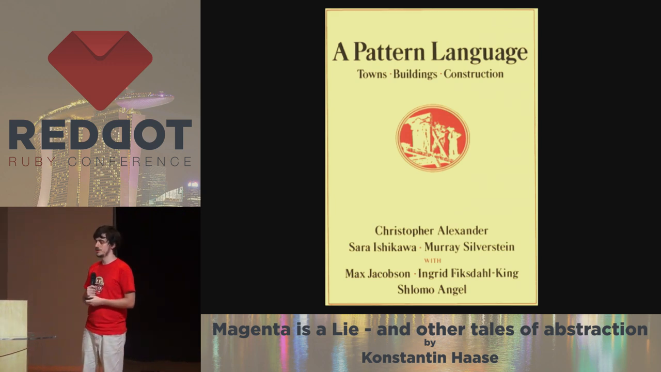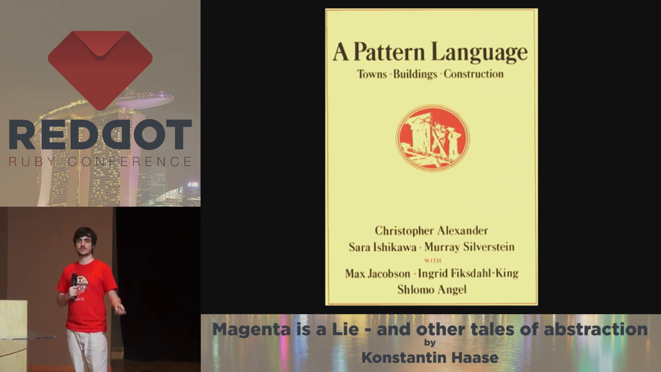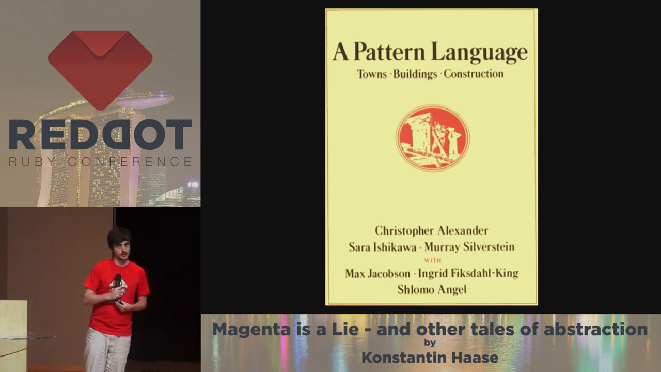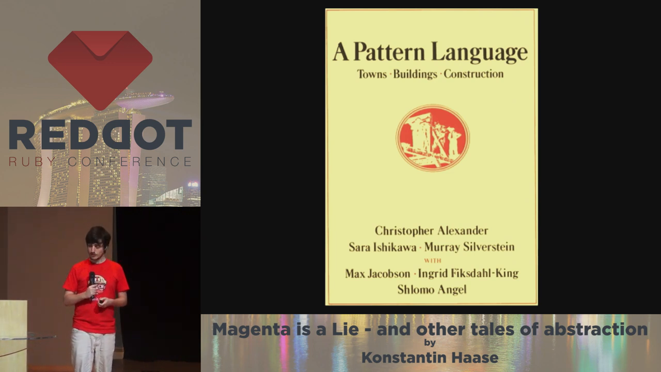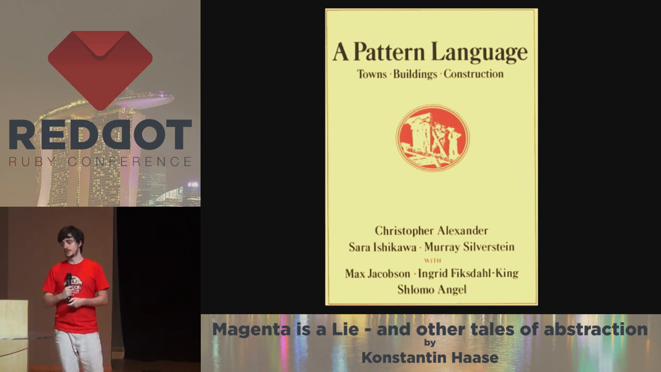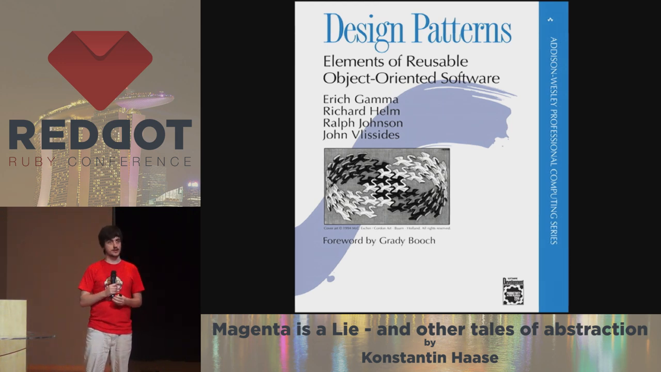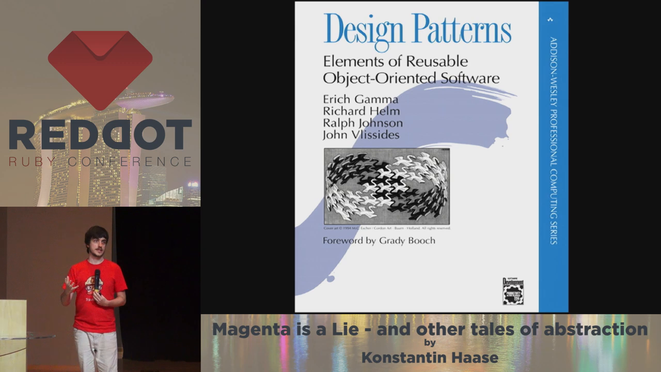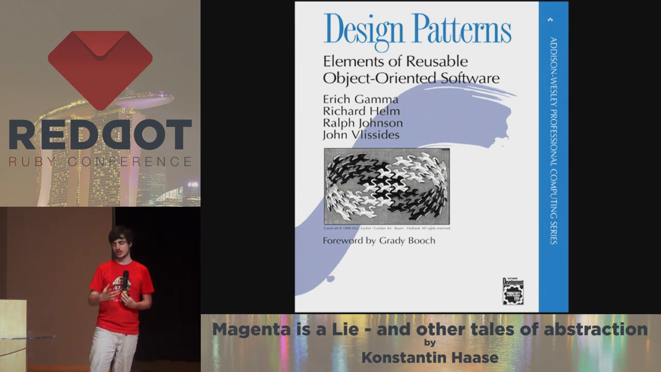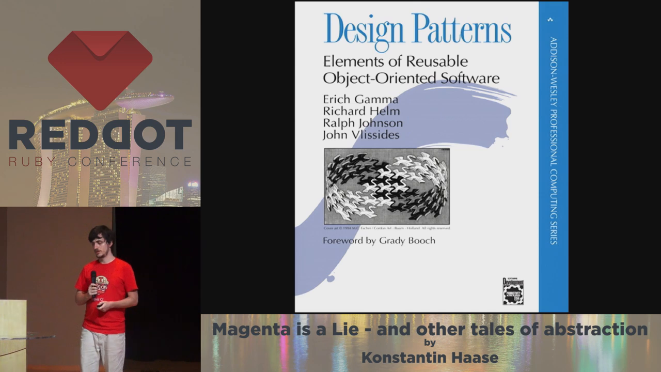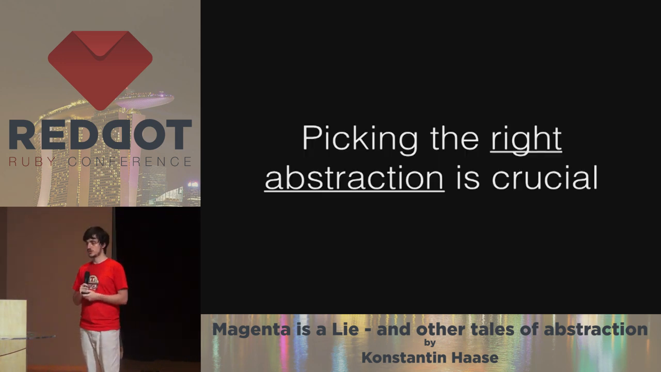And this inspired another book you might or might not have heard of that was influential in computer science called Design Patterns, Elements of Reusable Object-Oriented Software. I actually keep forgetting that name because everyone calls it the Gang of Four book. It came out in 94 and it defined general purpose design patterns to be used in software development. And that, for me, that's what I think of when I speak about abstraction in software development. And picking the right abstractions is crucial.